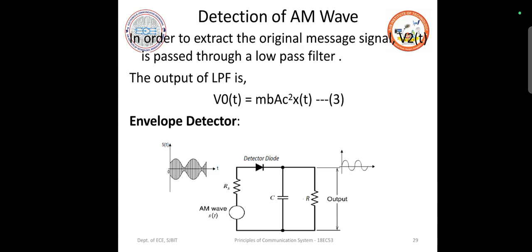The envelope detector is a much better practical circuit to demodulate the signal. So we'll see how it works. The input will be s of t, which is the modulated wave, and you pass it through a detector diode, which is nothing but a square law device again, and you have the same RC network. So conceptually both circuits are one and the same, but the way we are drawing it is slightly different.